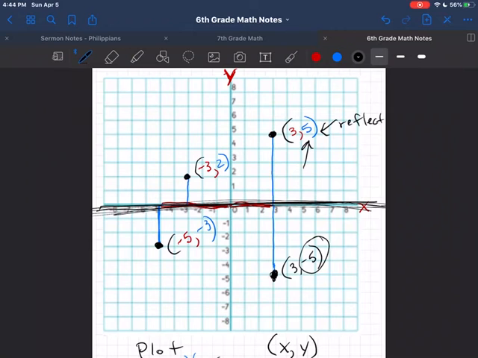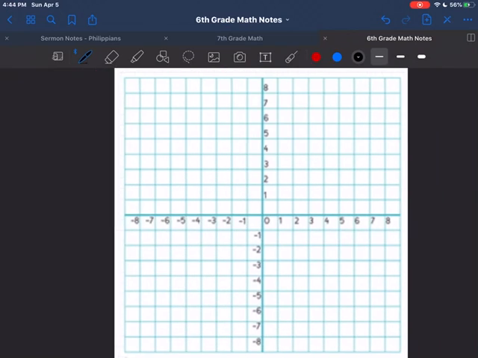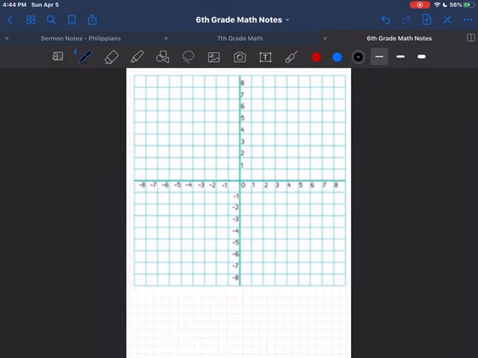And what you're going to learn is when we go the other direction, you reflect across y by making the x the opposite. It's really easy once you get the hang of it, a little confusing at first. So let's reflect the point, let's say 2, negative 3 across the x-axis. So reflect 2, negative 3 across x.